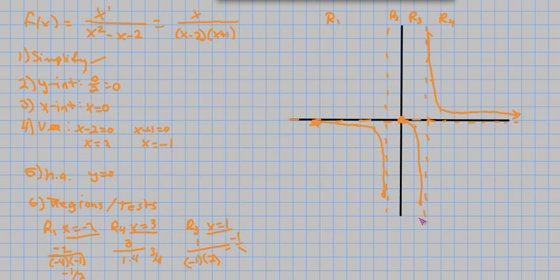Now I have to still do a value for region 2 here because I don't know if this is going to curve back up or if it's going to turn and come back down. It's got to do one of the two. So we're going to let negative 1/2 happen for region 2.